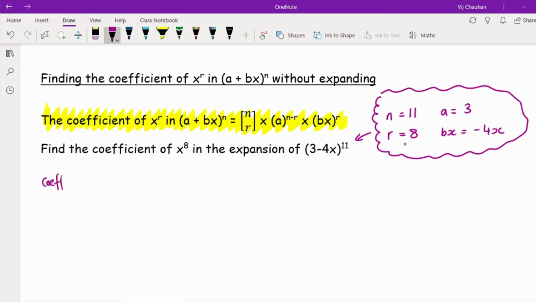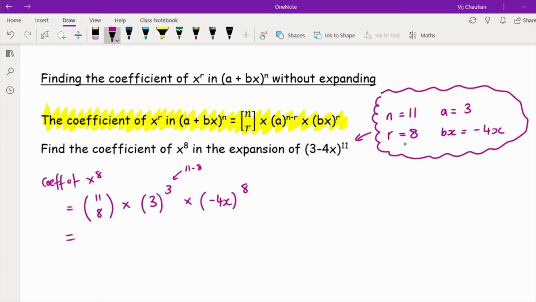So the coefficient of x to the power of 8 is going to equal 11 choose 8, using the nCr function on the calculator, times, now I'm going to use brackets in this just to make it easier so you can see what I'm doing, (3) to the power of n minus r, which is going to be 3, and again if you're not sure where that's come from, it's 11 take away 8, times my bx, which in this case is minus 4x, and again I've purposely picked quite awkward numbers and a negative number in this so you can see how it's used in this particular formula. So again, remembering I've got minus 4x, not just 4x, and that's going to be to the power of 8. So all I then need to do is enter this in my calculator and simplify where possible.